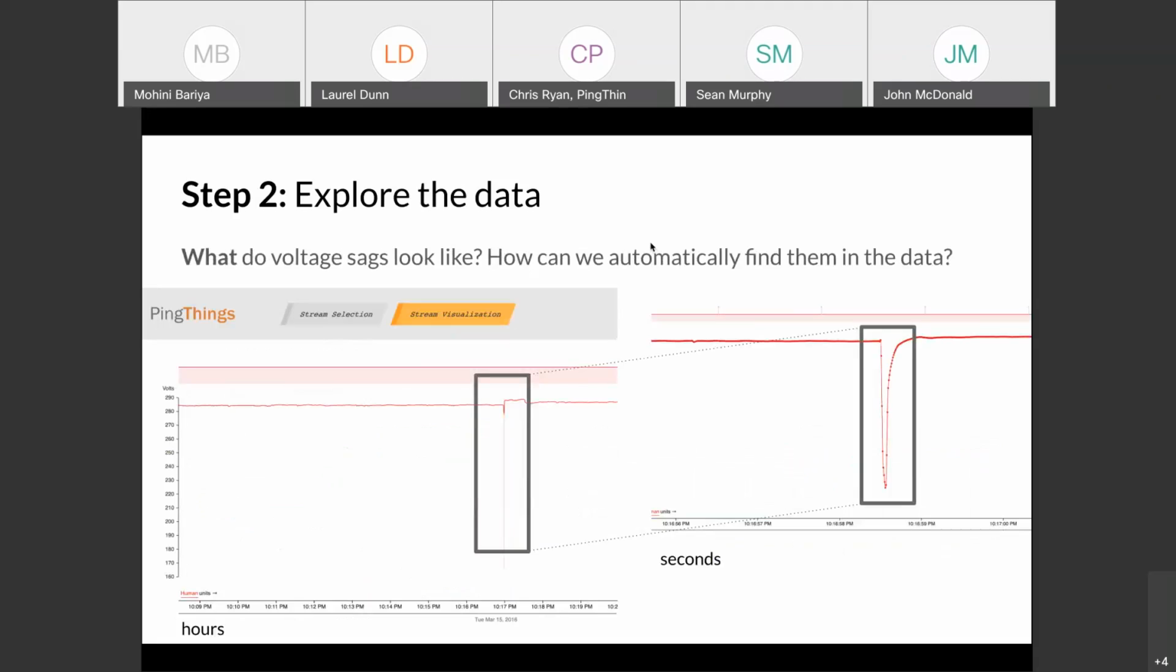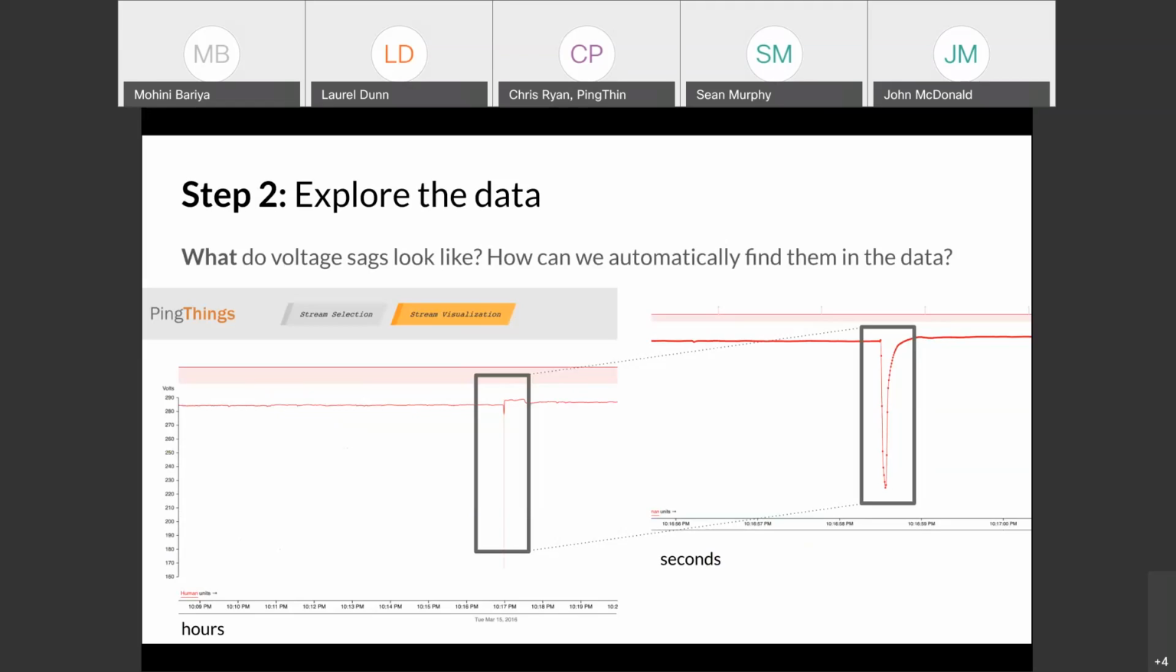So for this particular use case, I want to explore the data to understand what a voltage sag looks like. And what I really want to understand through this exploration is how can I automate the detection of voltage sags? Now, what I'm showing here is the Ping Things plotter, the visualization part of the NI4AI platform. And in this visualization, I can very easily find sags because there are these very distinct deviations in the voltage magnitude. And especially large sags are easy to see.